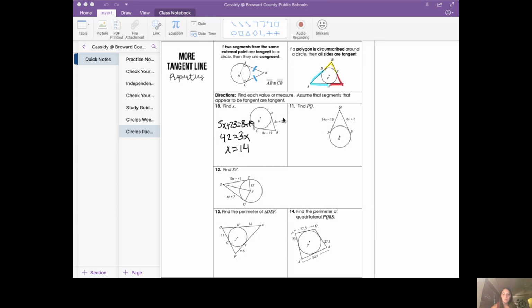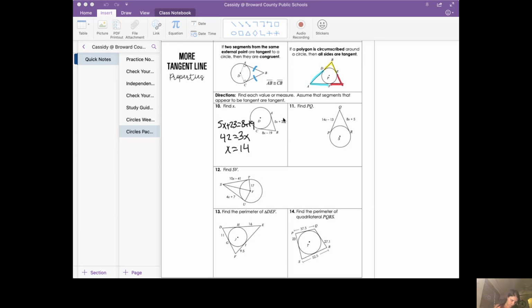Okay, same thing for number 11. Except this time they don't want us to find x, they want us to find PQ. So pause this, try and find PQ, or at least x. All right, hopefully you paused it and tried it.